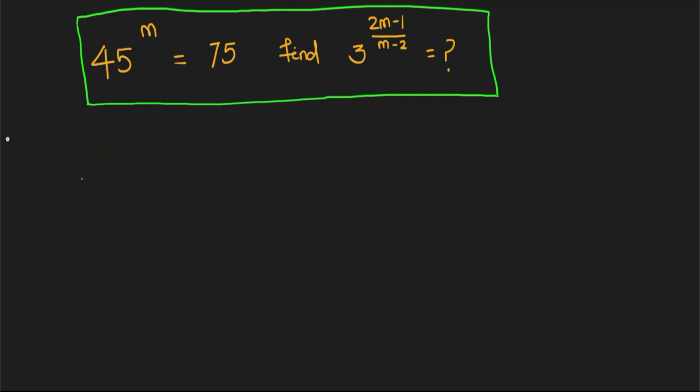Today we are going to solve this problem. The question is 45 to the power m is equal to 75. Find the value of 3 to the power (2m minus 1) divided by (m minus 2).